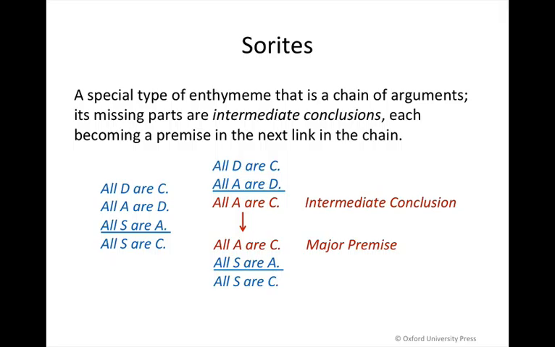So take a look at the argument in blue on the left. Notice that you have 3 premises. You need to get rid of one of those. So what you do is you first take the first 2 premises, all D are C and all A are D, and you draw a conclusion from it. That conclusion then becomes the major premise for the second part of the argument, where you will include that third premise of the original argument.